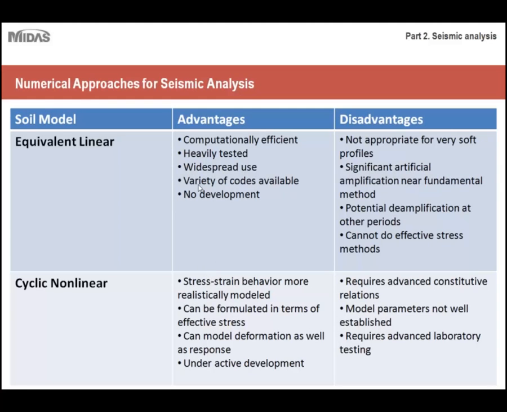Okay, so first we'll go into two main soil models that are used for seismic analysis. The first is equivalent linear, and I'll go into greater detail about it in the subsequent slide. But first and foremost, I just want to go over its main advantages. So just keep in mind that equivalent linear analysis is the simpler and more efficient soil model. So it's computationally efficient, which means you can easily do it just through a computer program. It's heavily tested. It's very widely used because it's so simple, and a variety of different codes are available for it.